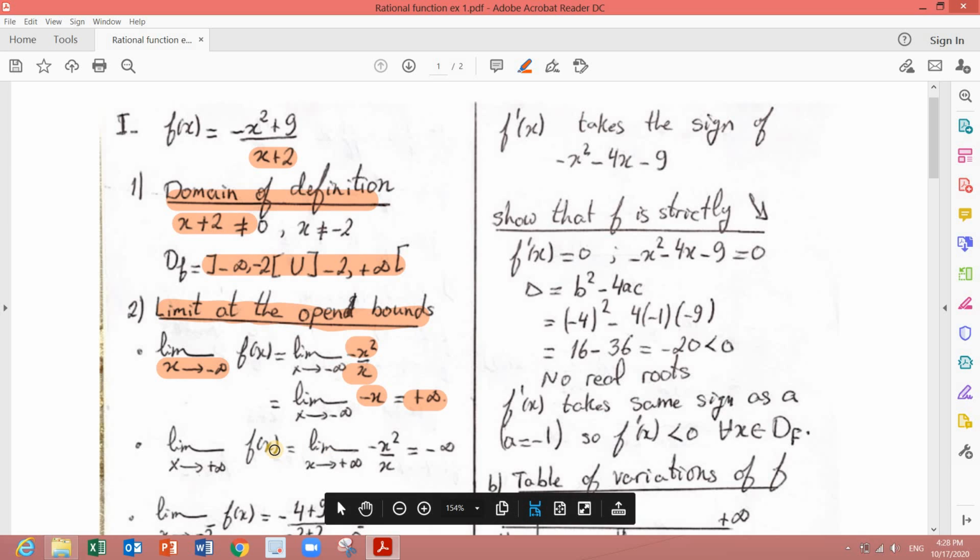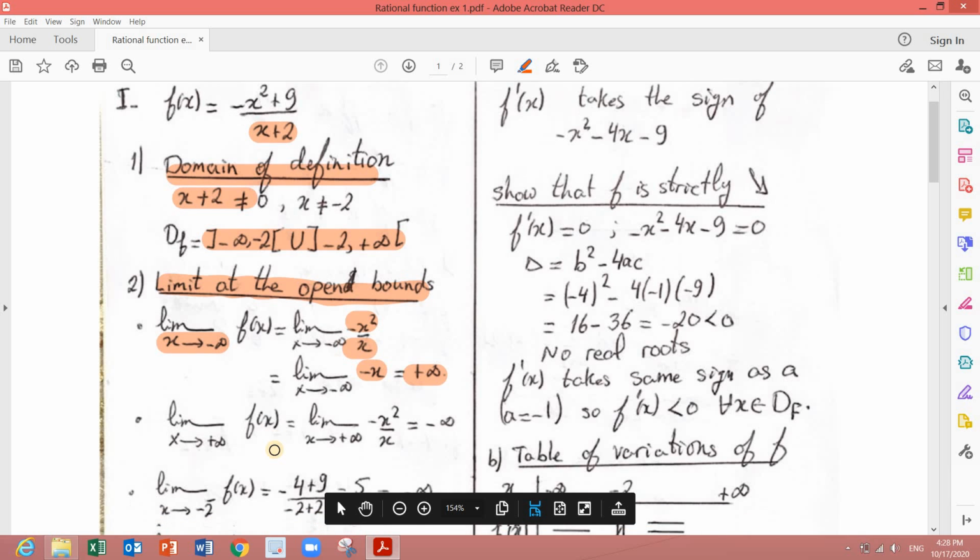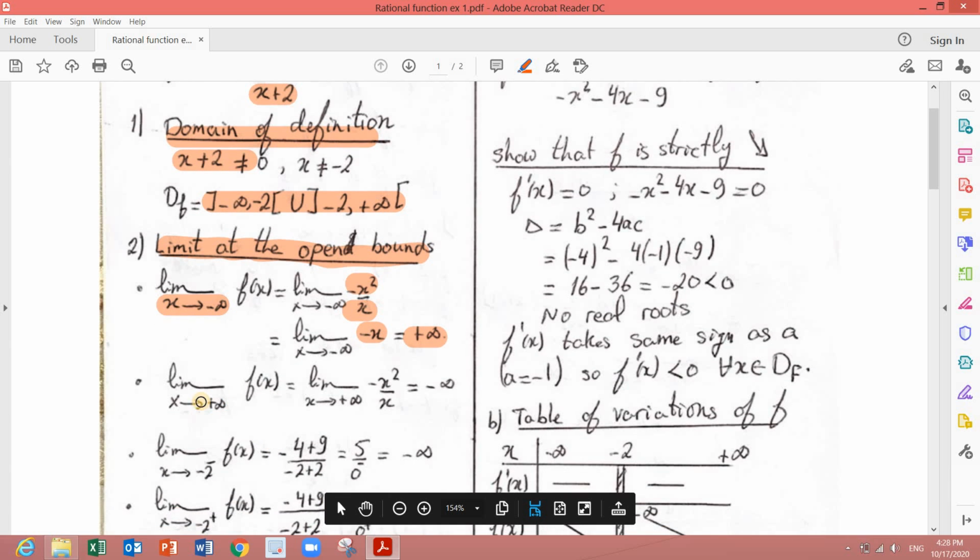The second open boundary is the limit of f(x) as x tends to plus infinity. Also, for the limit as x tends to plus infinity, we take the highest degree over highest degree, we get minus x squared over x. If we simplify, we get minus x, then we replace x by plus infinity. Minus times the plus infinity, we get minus infinity.